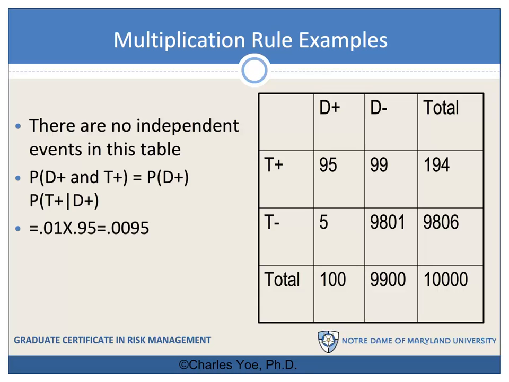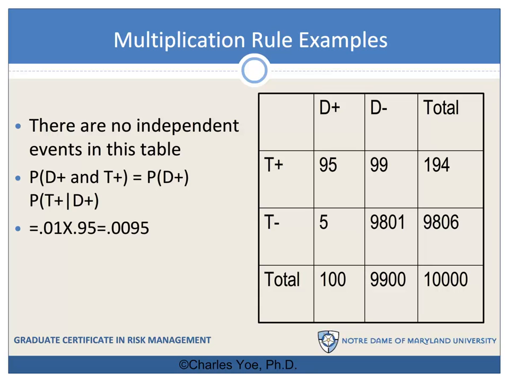Likewise, not having the disease would affect the probability that you test positive or not. We could flip that as well. The probability that you test positive is affected by whether you have the disease or not. People who have the disease have a higher probability of testing positive than people who don't. So in this table, we have dependent events. All the events here are dependent.